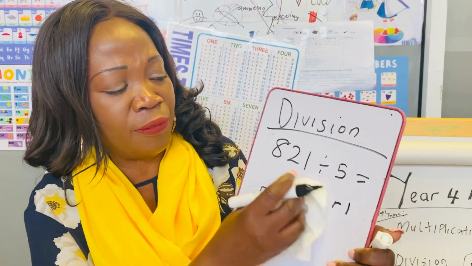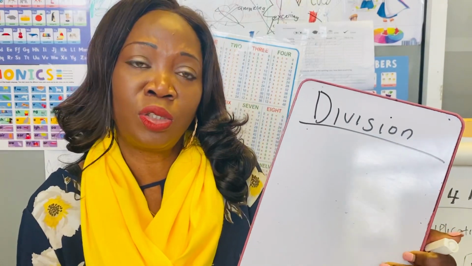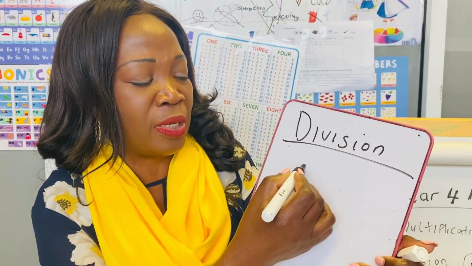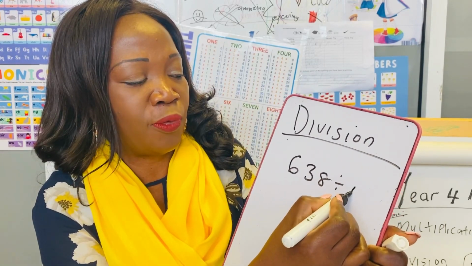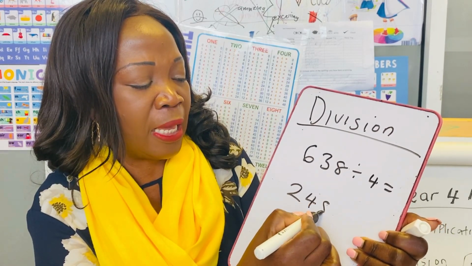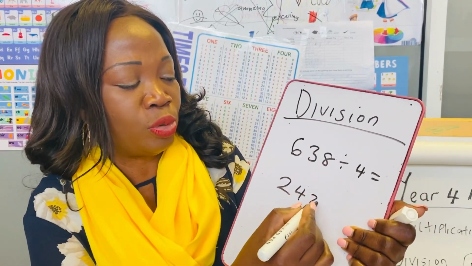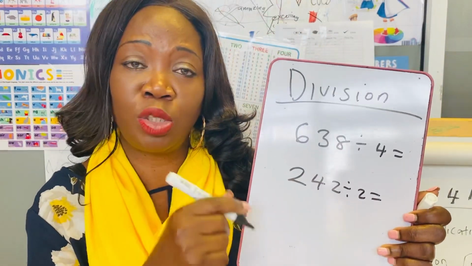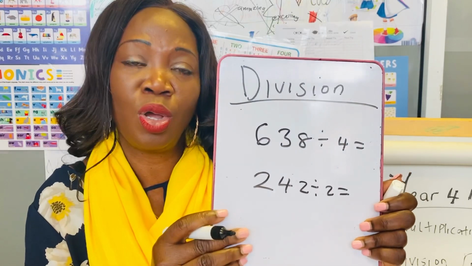I'm gonna give you a question before you leave, so that you can pause the video, or you just do it and write the answer for me in the comment below. So let's say you have 638 divided by 4, or you have 242 divided by 2. I'm sure you know how to do. Use the method I just showed you, bus stop method. Go back and watch the video again and use it to work out this answer.